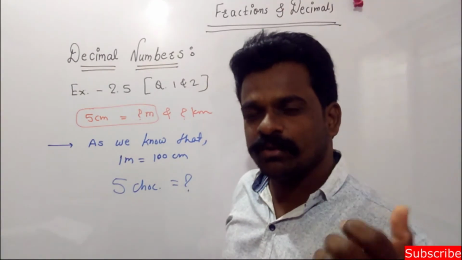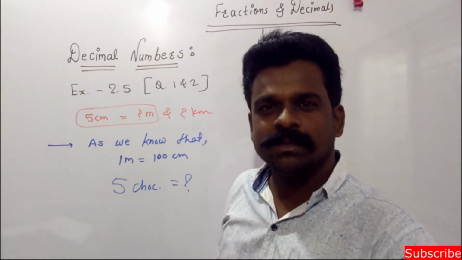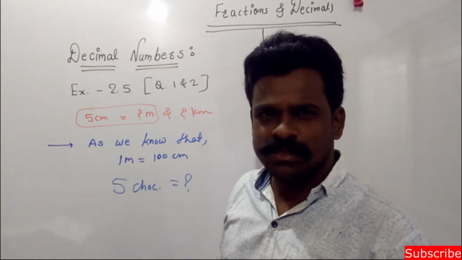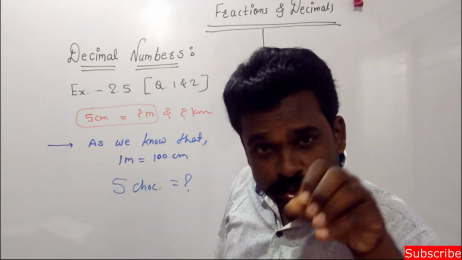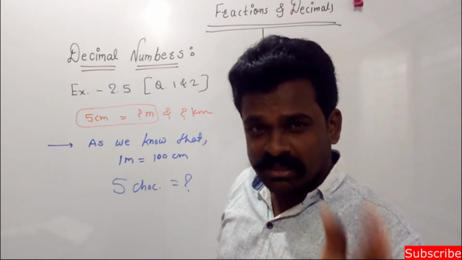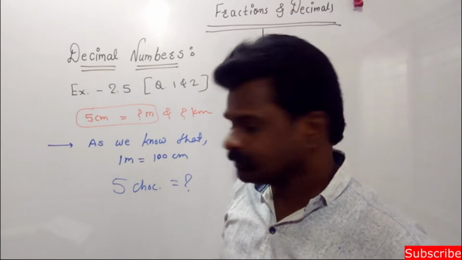Achha, 5 into 5 is 25. So 25 rupees is the cost of 5 chocolates. No problem, we can easily find it out. But for that, first we need to know the cost of 1 chocolate. Otherwise, without that we can't find it out. Now see.